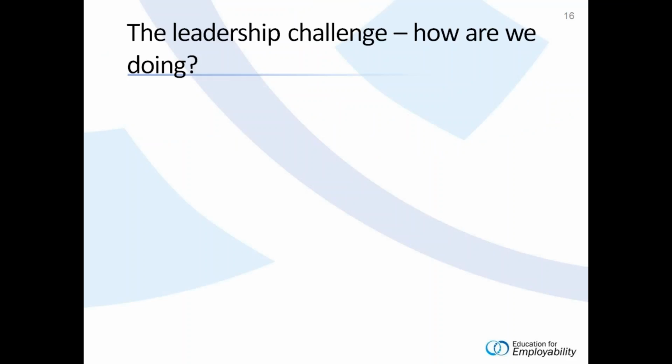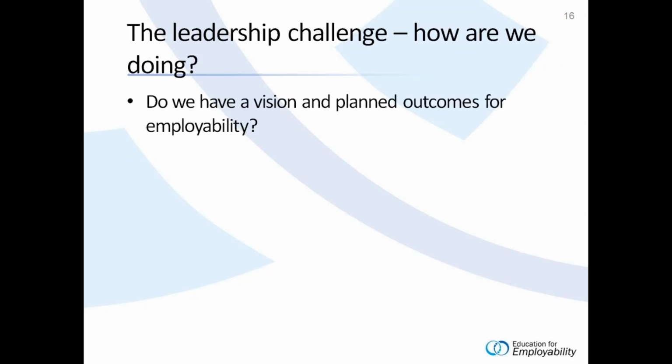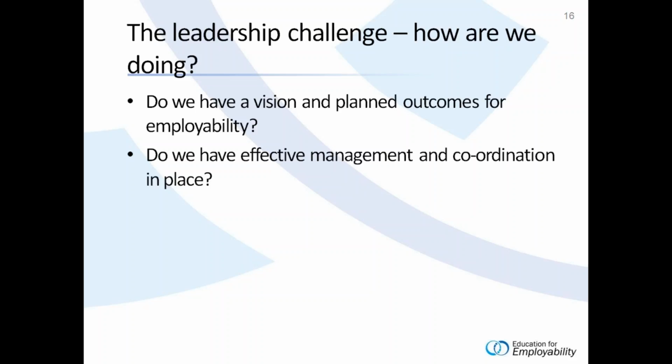How are we doing? How are we doing means what are the various places where we use, that is how we are doing. So do we have a vision and planned outcome for employability? Or do we have a process in the accountability part? Then do we have effective management and coordination in place? So do we have effective management and coordination that must be placed and used?